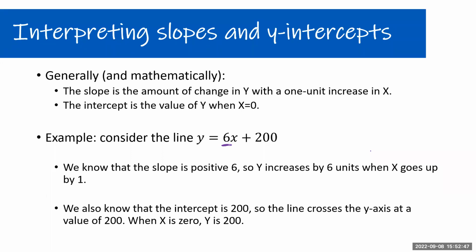That 200 is going to be our y-intercept. And so that tells us that the line crosses our y-axis at a value of 200. When x is 0, y is 200. Or if you want to think about it, you can think of the point (0, 200).